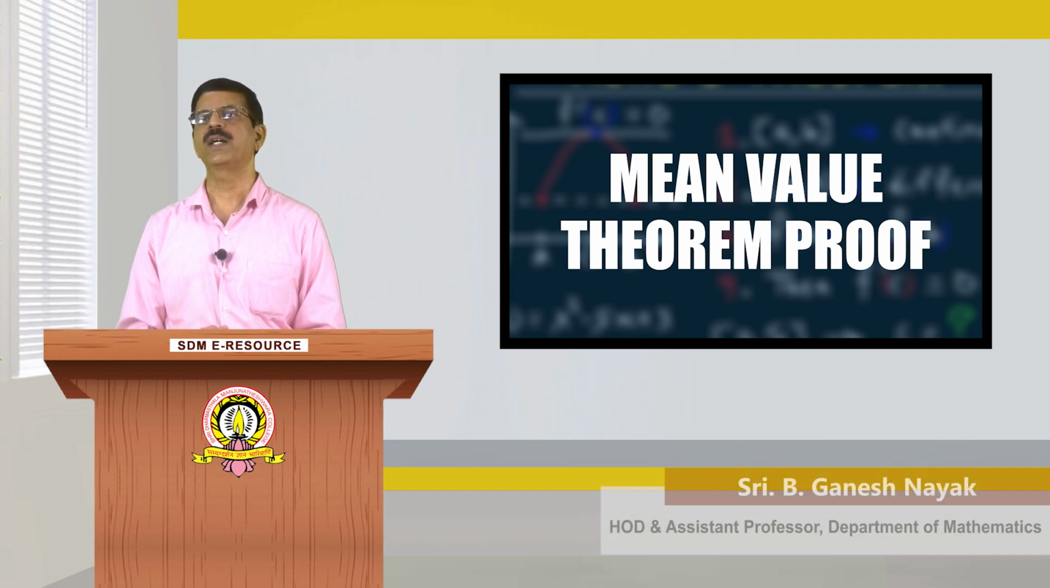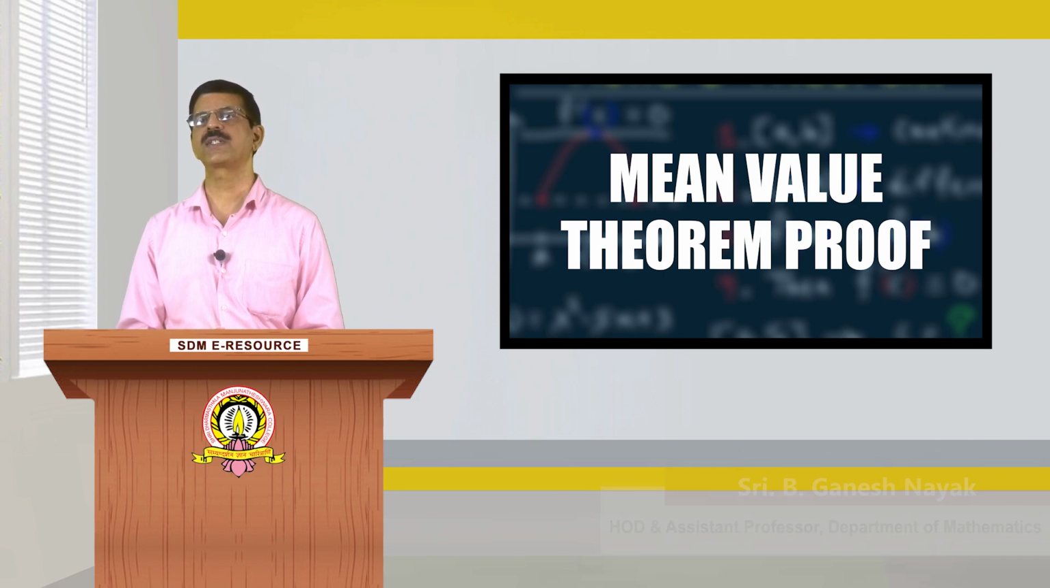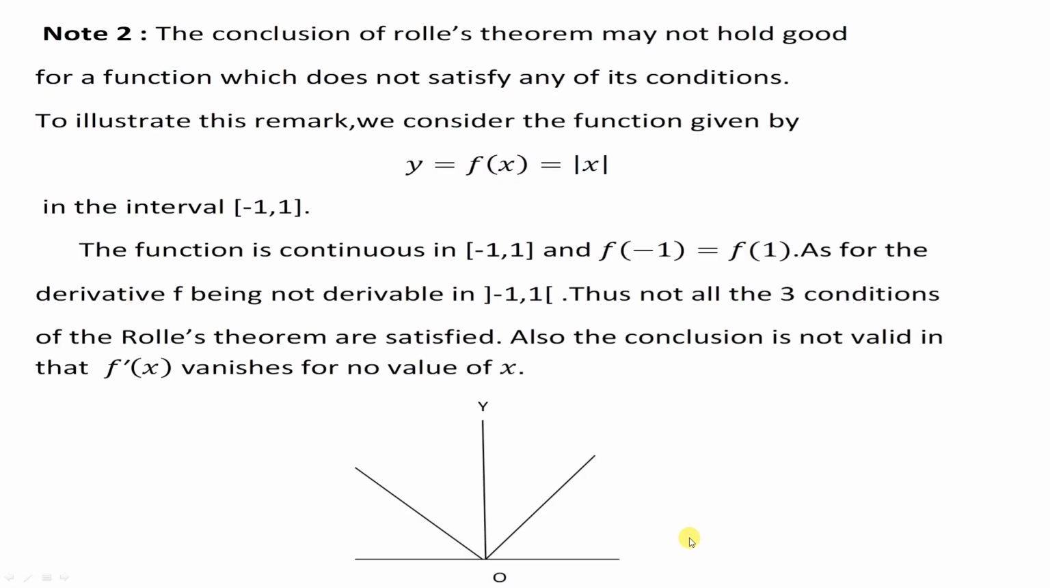Now, I will continue the example. Take the function y equal to f of x, say mod x, in the interval -1, 1. We will discuss the existence of Rolle's theorem for this particular function. As you observe in the graph, the mod x function is continuous in -1, 1.